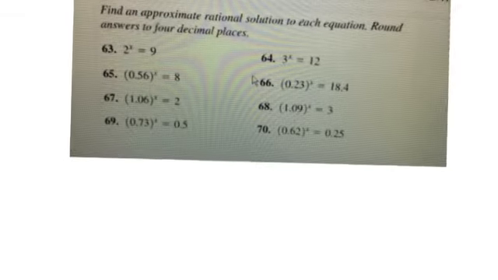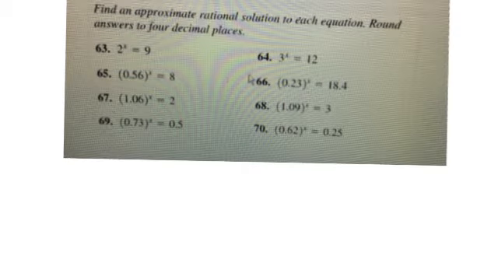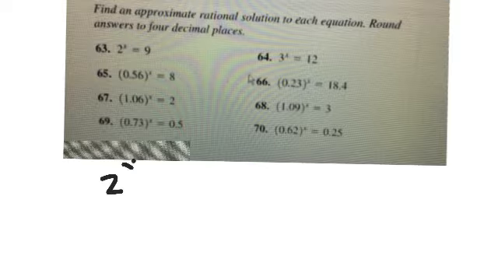Okay, so working 63, it tells me to find the approximate rational solution to each equation, rounding my answer to four decimal places. So this is currently in exponential form. We could go through the process of rewriting this into logarithmic form: log base 2 of 9 equals x. And for this, that would not be that difficult. But we have a new way we can solve these now.